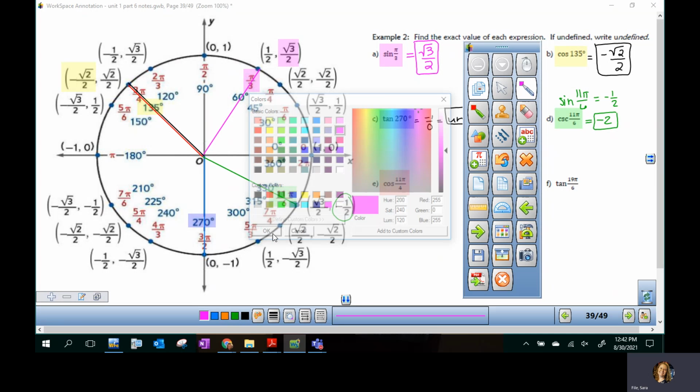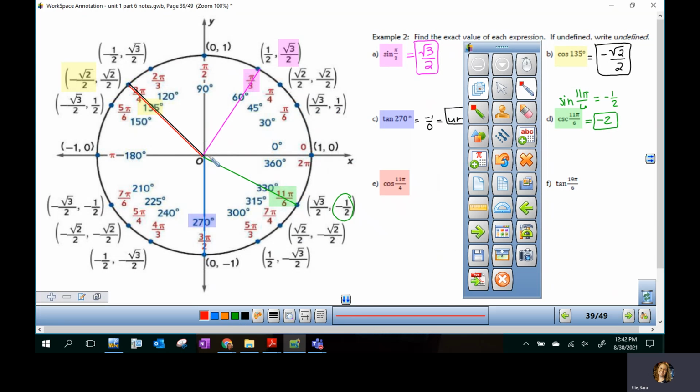I'll draw this spiral if that helps. So it spiraled around and came back to it. That's 11 pi fourths. So at that ordered pair, cosine is what? Cosine is the x, right? So what is it? Negative square root of 2 over 2. Same thing we got in part B, because 135 and 11 pi fourths are coterminal angles. Y'all see that? Okay. All right, last one.